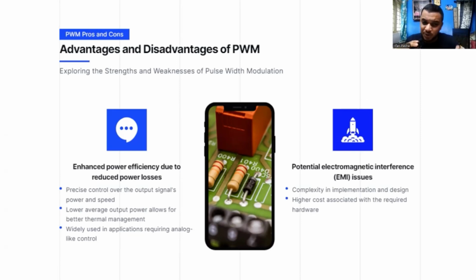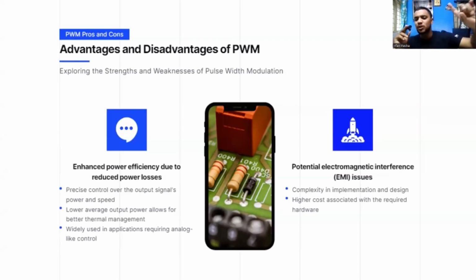Enhanced power efficiency due to reduced power losses. There is very little power loss, so it has enhanced power efficiency. Precise control over the output signal, power and speed. It has a huge grip on its output signal, good frequency, good speed. Maximum PWM is amazing, right? Lower average output power allows for battery thermal management, great battery management, and it is widely used in applications requiring analog-like control.